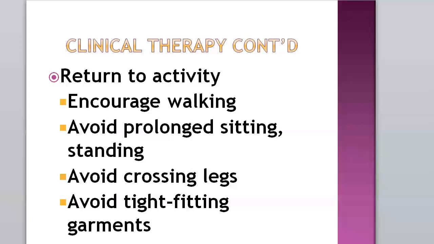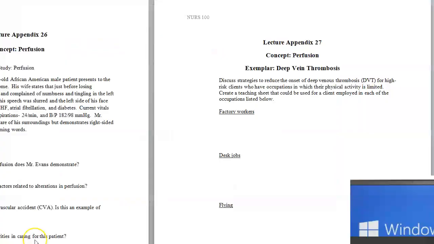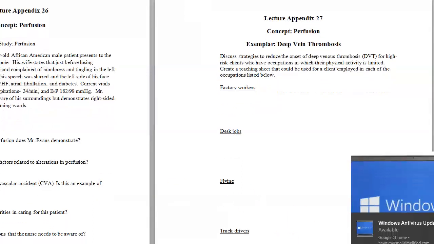So I hope that explains DVT somewhat more, and learning about the terms. So now what we'll do is just do a couple exercises and activities from your appendix. Okay, the last couple things that I want to do is look at Appendix 27 that has you look at these particular occupations: factory workers, desk jobs, people who fly a lot, such as flight attendants, pilots, even truck drivers.